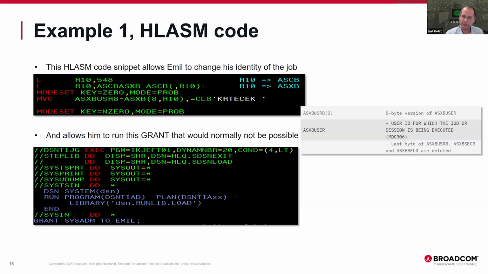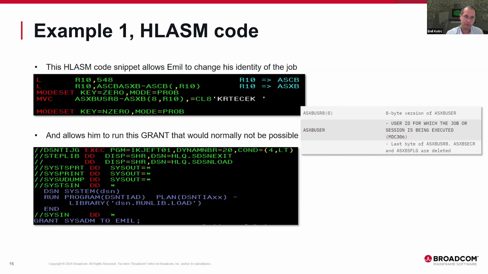What this code does is basically change the identity of the address space. If you submit a job, it runs under the submitter's ID normally. But in this case, Emil changes the identity of the submitted job to Joe, the sysadmin. So now the job runs under the sysadmin authorization ID. And at the very last step, Emil uses DSNTIAD, this DB2 utility or sample program that is shipped with DB2. And if you take a look at the very last line, it says grant sysadmin to Emil. If you just run this, the job completes. And what happens is that suddenly it seems like the sysadmin, Joe, granted sysadmin to Emil. And that's it. Now Emil has high privileges and can do whatever he wants.